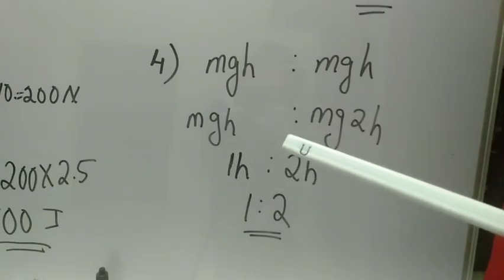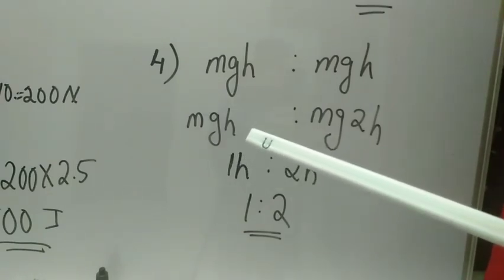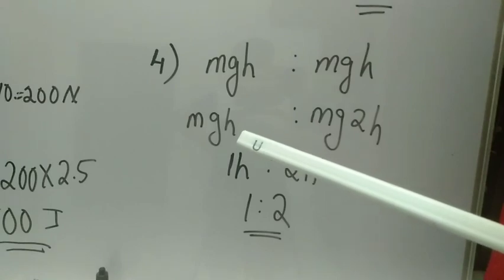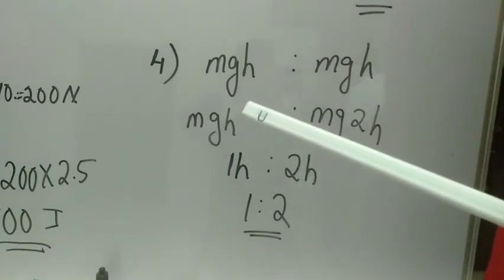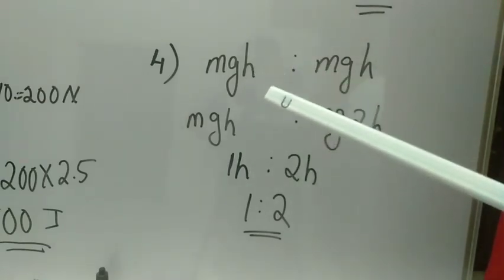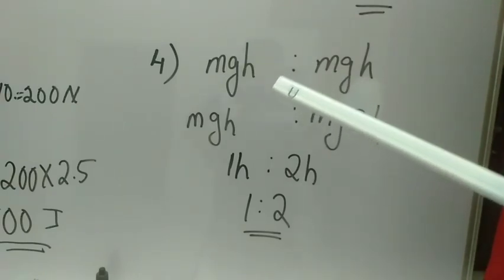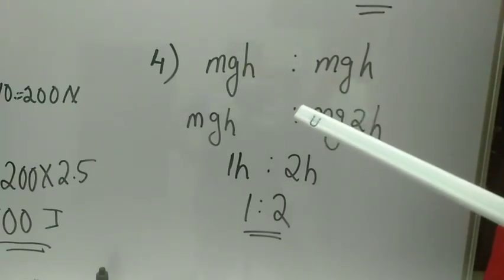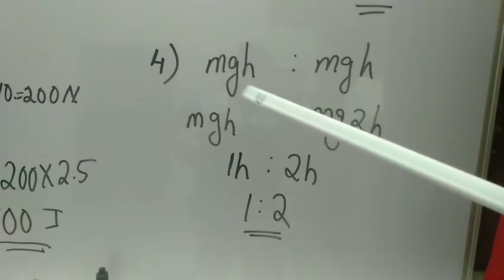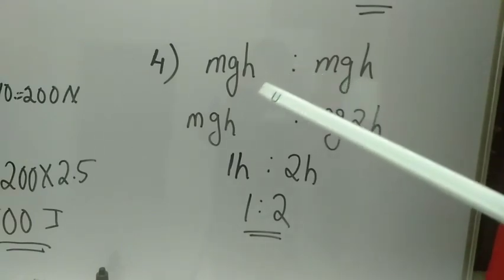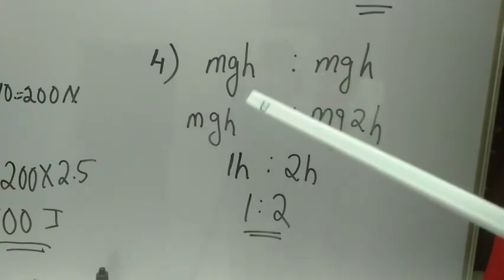Two bodies of same mass are placed at the height h and 2h. Compare their gravitational potential energy. Now you have to keep in mind whenever you get a numerical question related to compare, the word compare means you are asked to find the answer as a ratio. So we are going to compare the gravitational potential energy of a body kept at a particular height.